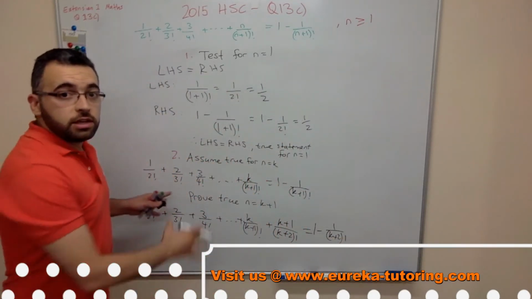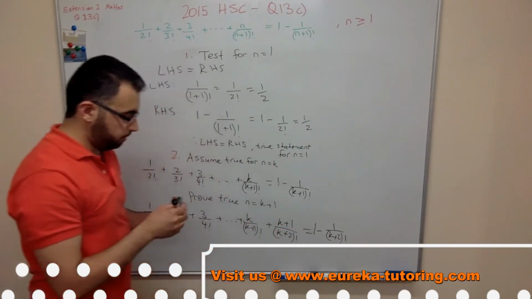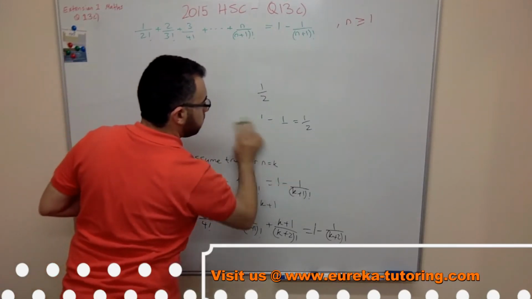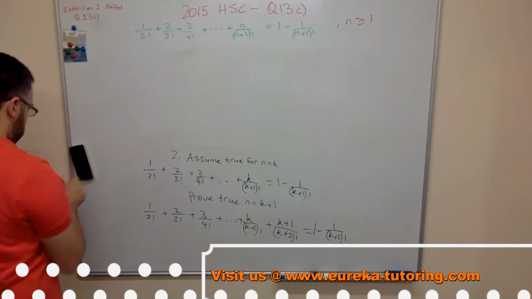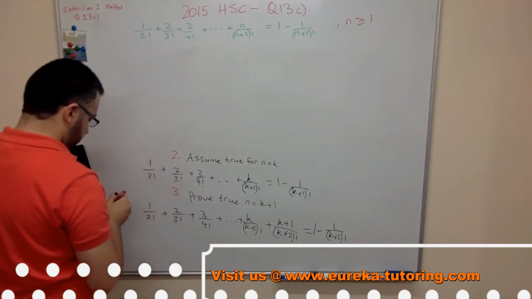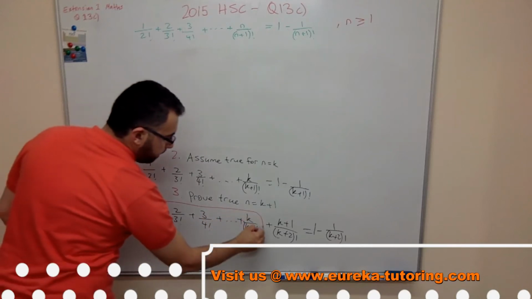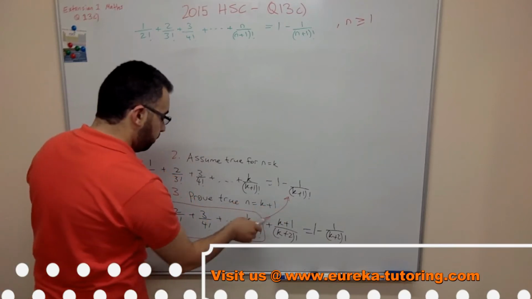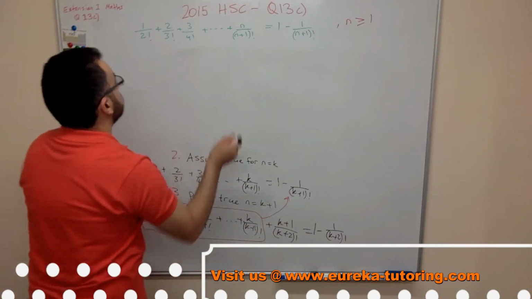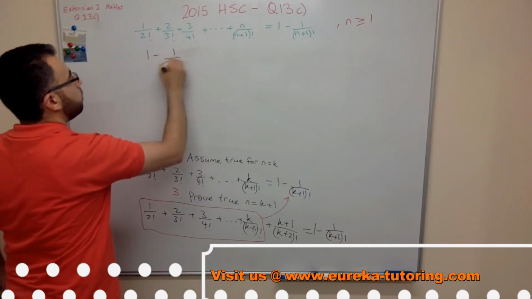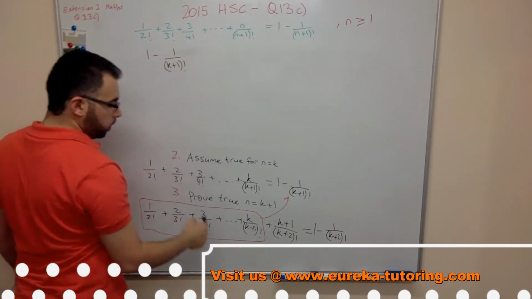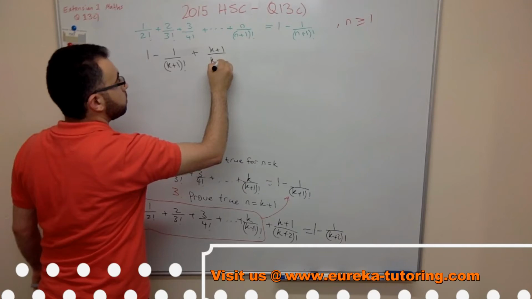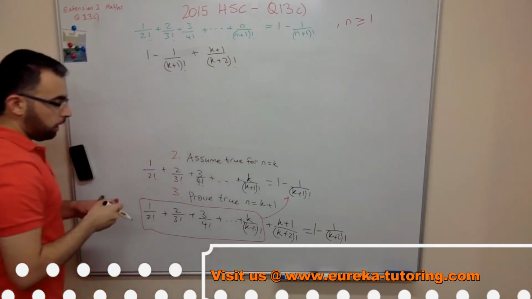So now we need to prove that this left-hand side somehow equals the right-hand side. Okay, let's get rid of this. Okay, now I know that this series here is equal to that. So I can replace this with that. So 1 minus 1 over (k plus 1) factorial plus (k plus 1) over (k plus 2) factorial. Now we'll just analyze the left-hand side.